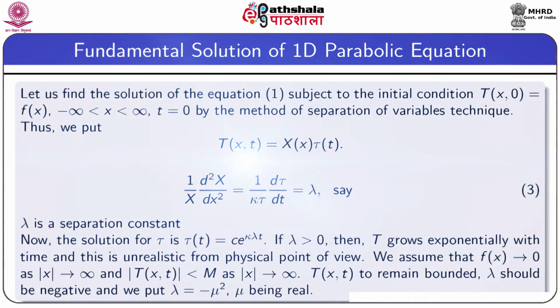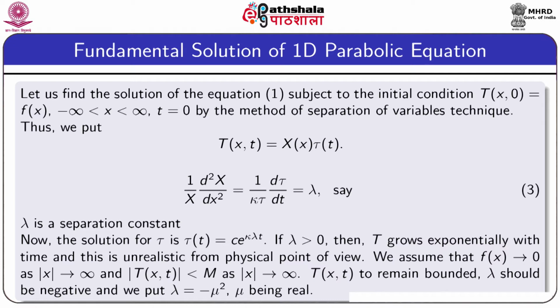Now, we want to find solution of equation 1 together with the initial condition T(x,0) = f(x). For that purpose, we are using separation of variables technique. So, we put T = X times tau. If we substitute this expression of T in equation 1, we obtain the equation which is written in 3: (1/X) d²X/dx² = (1/κτ) dτ/dt. Thus, we separate the variables or the functions X and tau in this way.